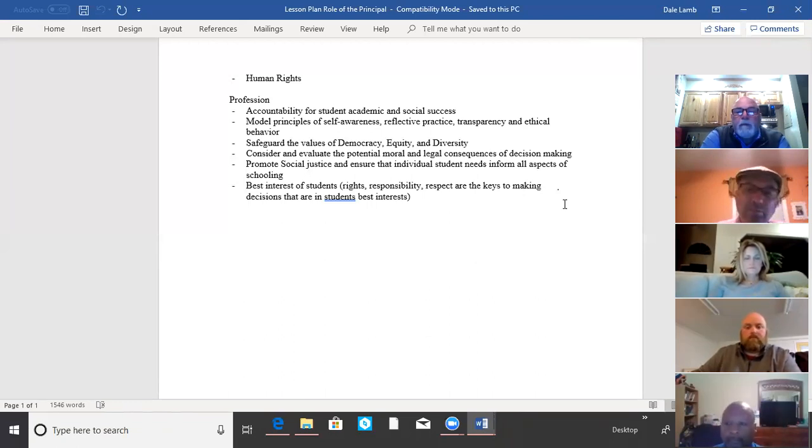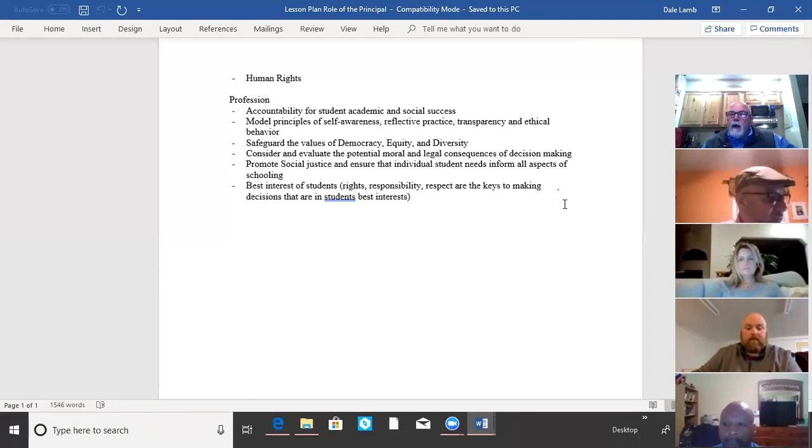Rights, responsibility, respect are keys to making decisions that are in students' best interest. This is a summation of the three presentations that you saw tonight. The micropolitics of education, they are many and varied and hard to navigate through, but at all times we must, above all, maintain the ethics of our profession.